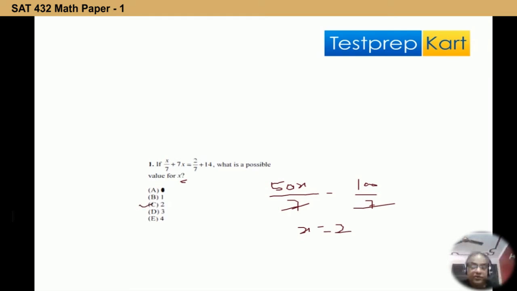So option C is correct. Now here the variables I have taken together. So x upon 7 plus 7x gives me 50x by 7, and this is equal to 100 by 7, and therefore x is equal to 2.